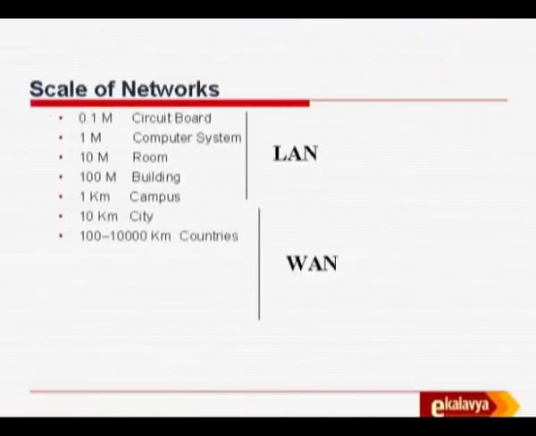Here is the scale of network. Essentially, you can have a small network which comprises a single circuit board, or you could have a computer system which spans typically a meter. Within a room, you could have a network which will span about 10 meters. Similarly, building, campus. Now, computers connected to each other in a room, in a building, or even across a campus typically qualify for a local area network label. So all those computers connected with each other will be said to be connected through a local area network.